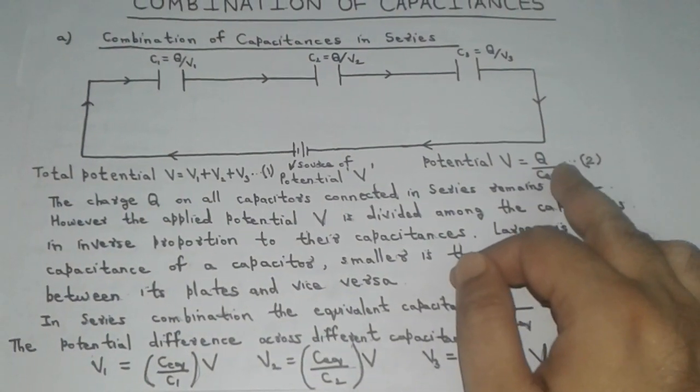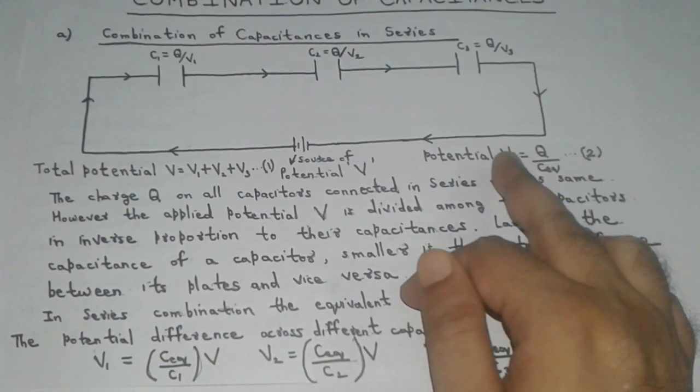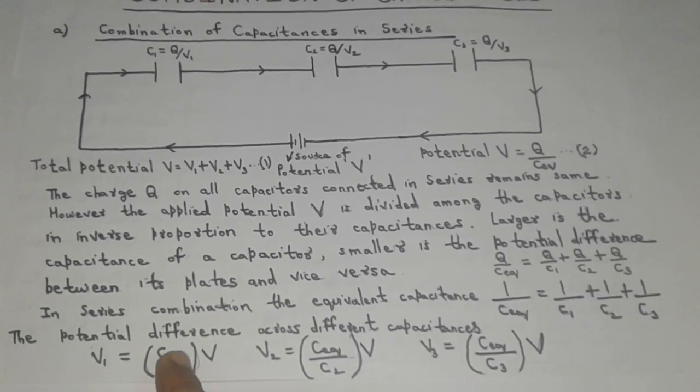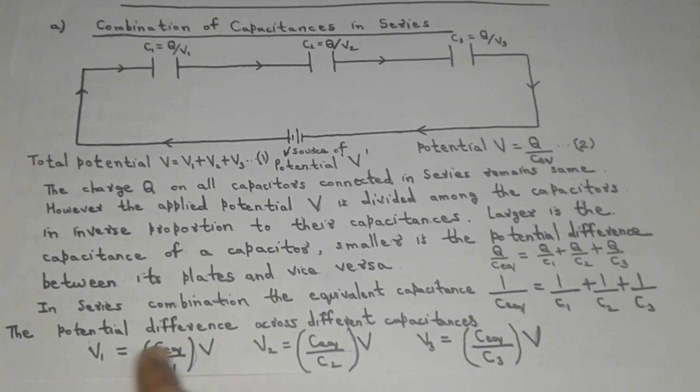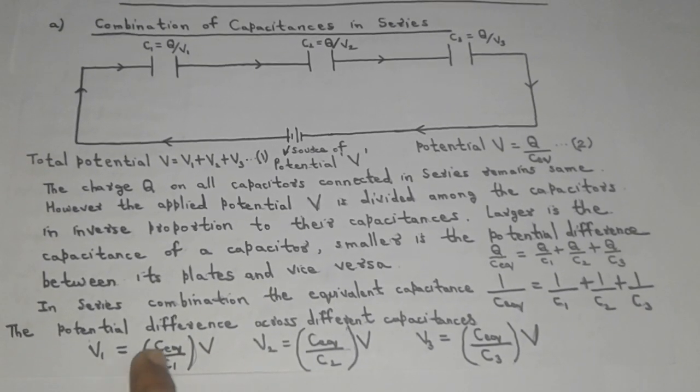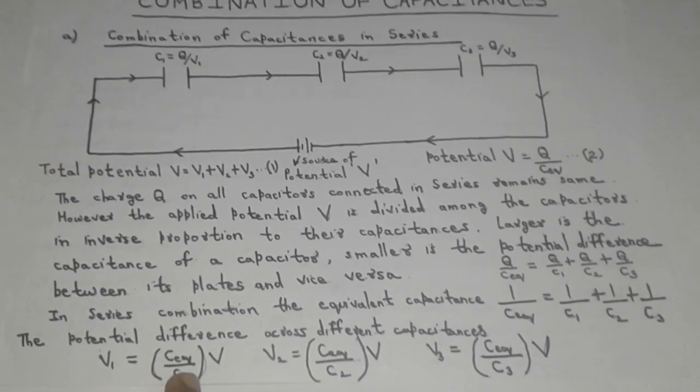Now from equation 2, Q is equal to C equivalent into V. So substituting Q is equal to C equivalent into V, we get V1 is equal to C equivalent into V upon C1.